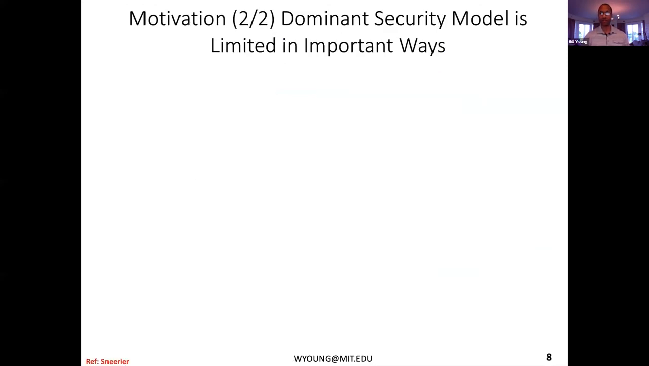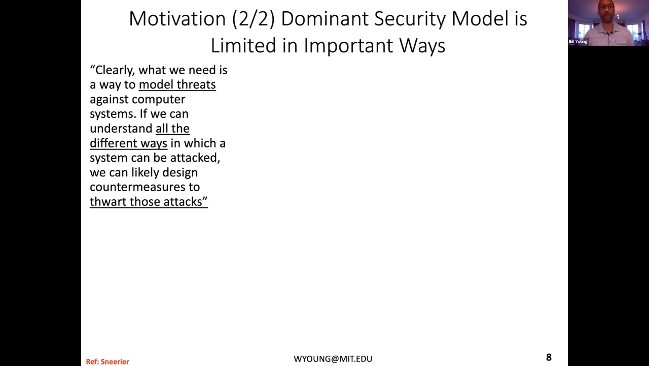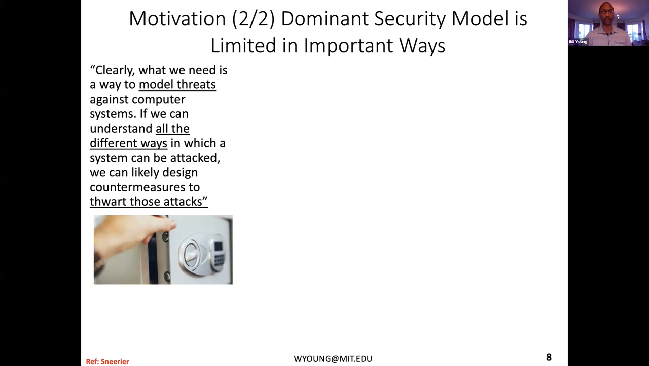But let's take a look at the model that most approaches to security are based on and why that might be. So this is a quote from Bruce Schneier, who's an accomplished security expert. He's over at Harvard now. About 20 years ago, he wrote this and said we really need a way to better model threats against the computer system and gain more understanding. The idea behind it is that if we have an understanding of how threats will attack our system, then that tells us, as security engineers, what we need to build in to defeat the threats. And to illustrate this concept, he used the example of opening a safe.